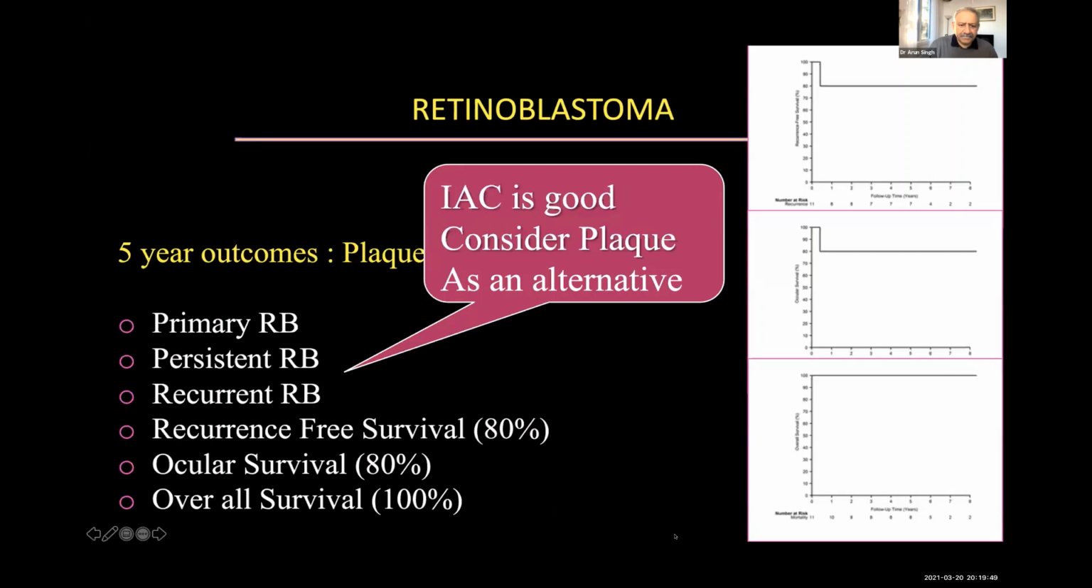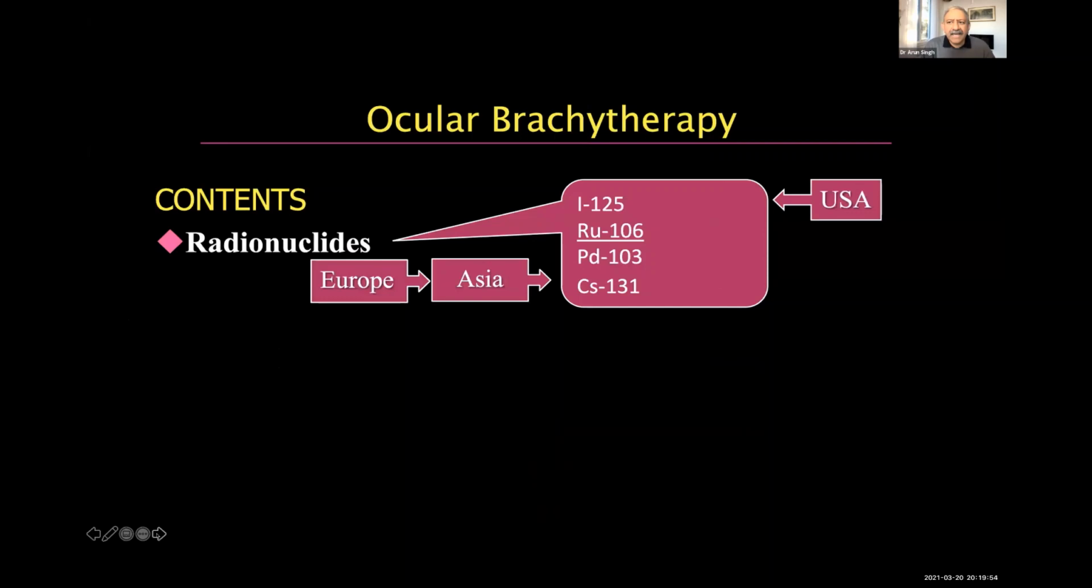Very briefly about the isotopes, and you're going to hear more about the radionuclides. In Europe and Asia, people predominantly use ruthenium-106. In the US, we are using iodine-125. And this is the way that things have developed, with some marketing forces. But I think in the US, it's mostly driven by COMS that chose iodine-125.